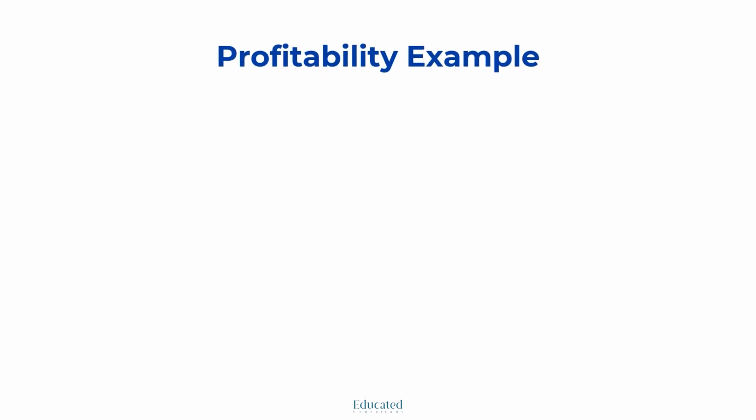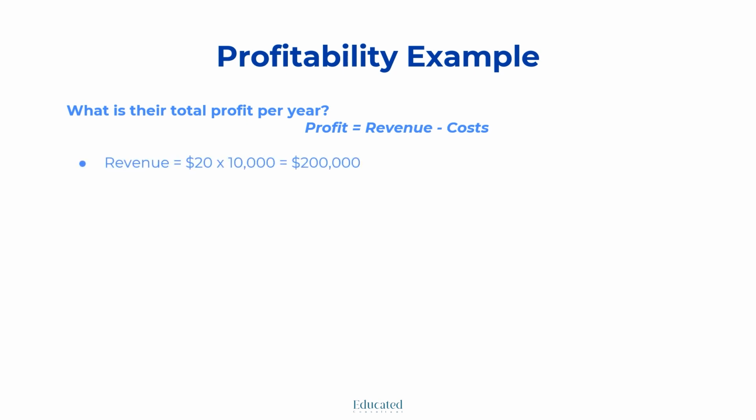The first question we will solve is: what is the total profit per year? To solve this question, we will use the formula of profit equals revenue less costs. Firstly, we must calculate revenues, variable costs, and fixed costs. Once we have these figures, we can then calculate the toy store's total profit. From the prompt, we know that the toy store sells 10,000 kids' toys at an average price of $20 each. Therefore, revenues will equal $200,000.